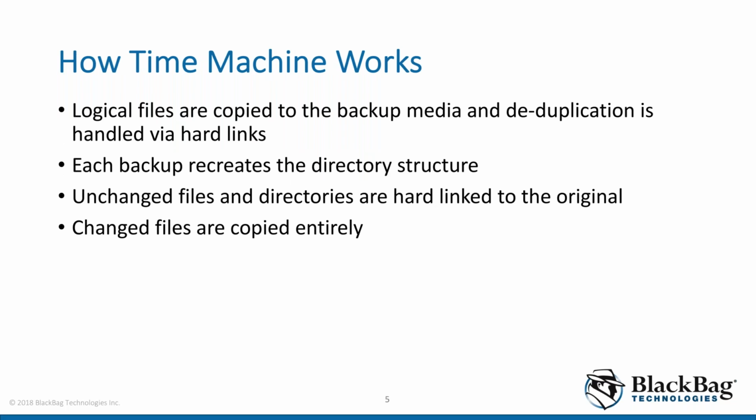So how does this work? Like I said, it happens at the logical file level. Every time you run a Time Machine backup, a new directory structure is created, and I'll show that on the next slide, which basically recreates the entire directory structure of the current disk. But every single file is not copied because that would be wasteful and take a lot of time. If you have duplicate files or directories that have completely been unchanged, the new backup is simply deduplicated using hard links against the existing file on the backup medium.